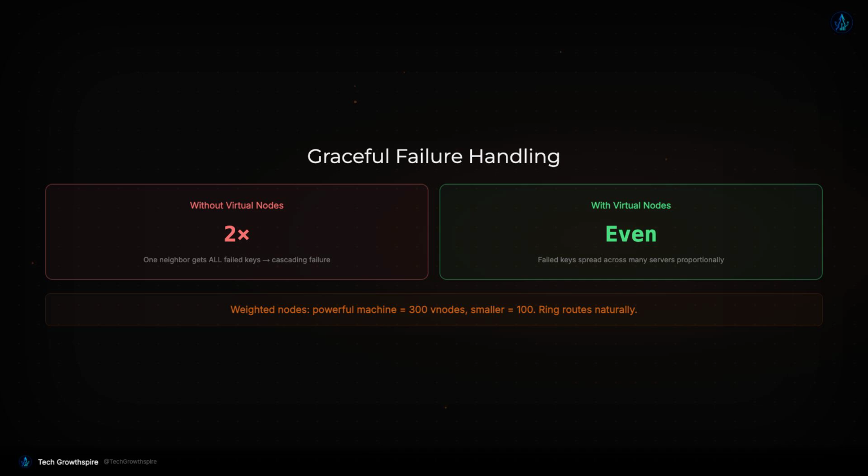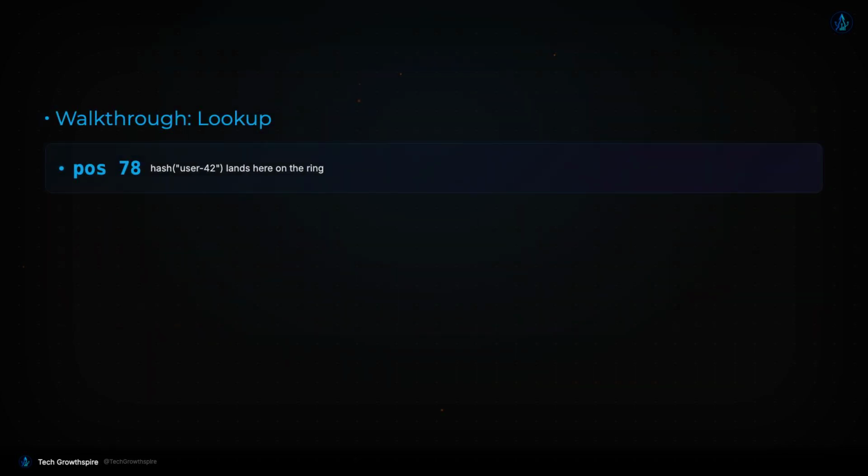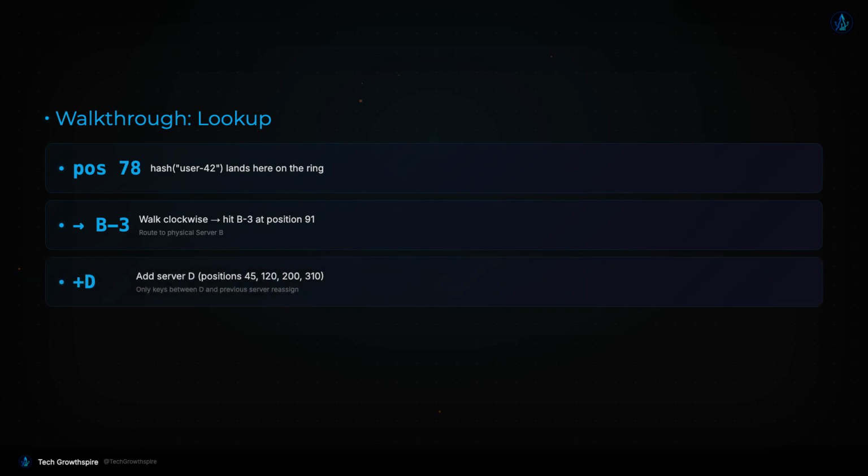Let me walk through a concrete example. Say we have 3 servers, A, B, and C, each with 4 virtual nodes for simplicity. We hash A1 through A4, B1 through B4, and C1 through C4 onto the ring. That gives us 12 positions. Now a request comes in for key user 42. We hash user 42. It lands at position 78 on the ring. We walk clockwise and hit B3 at position 91. So the request goes to physical server B.